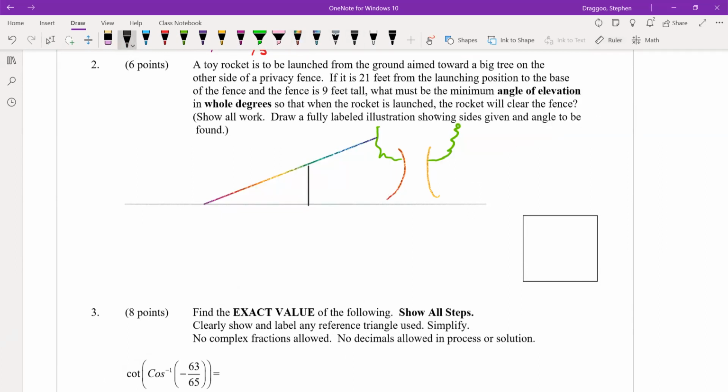Some other labels that we probably want to put on here. The privacy fence was 9 feet tall. We are 21 feet away from the base of that privacy fence. And we are looking for the minimum angle of elevation, which would be that red angle theta that I just drew in.